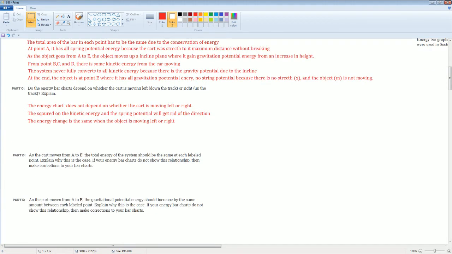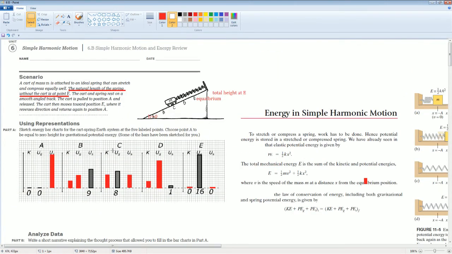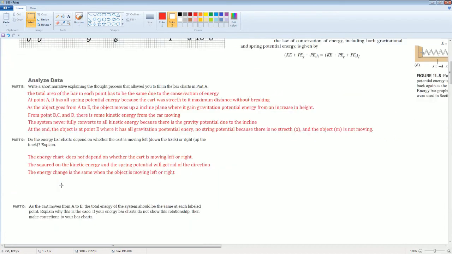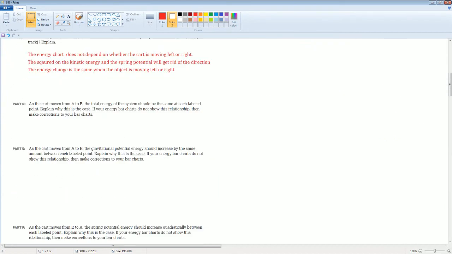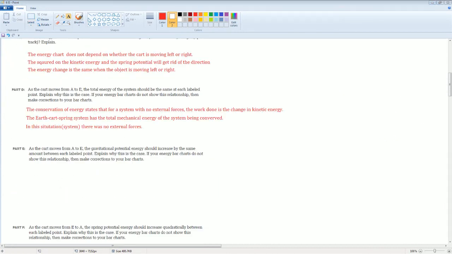As the cart is moving from A to E, the total energy of the system should be the same at each labeled point. Explain why this is the case. If the energy bar does not show this relationship, make the correction. Okay. I did actually say that here, that all the energies here are supposed to be the same, okay? But let me write an explanation on why.